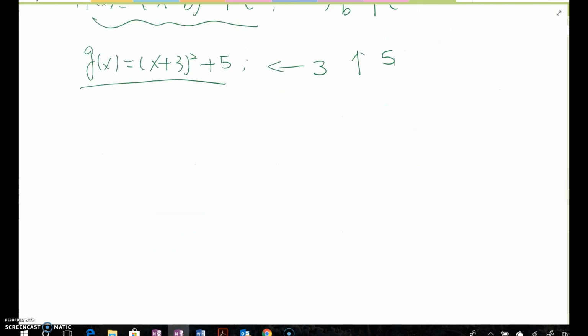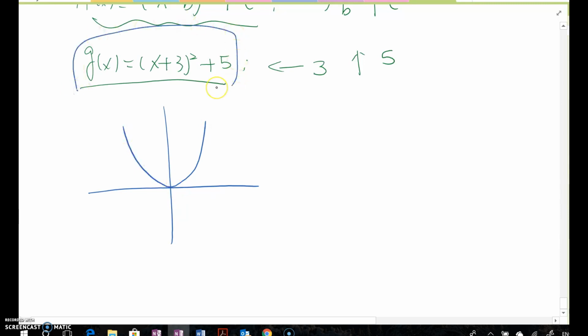So we draw the graph now using its transformation. Basically, this is the y equal to x squared graph. Then now we can draw this one simply by moving left 3 units and then up 5 units. And from here we have exactly the same y equal to x squared curve. Then this is going to be g(x) equal to (x plus 3) squared plus 5.